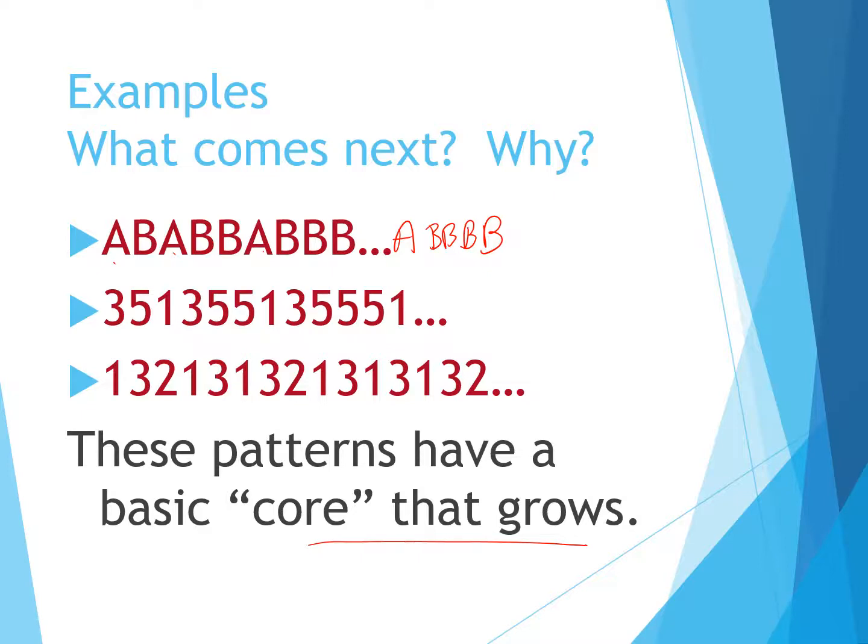Here, let's see how this core might be growing. 3, 5, 1, 3, 5, 5, 1, 3, 5, 5, 5, 1. So the growth is occurring with the 5s. Each time I repeat, the 3 and the 1 stay in the relatively same place, but we increase the number of 5s that we have. So now we would have 3, four 5s, and a 1.